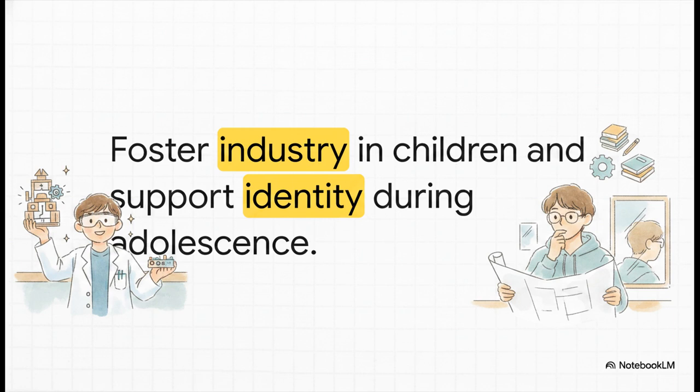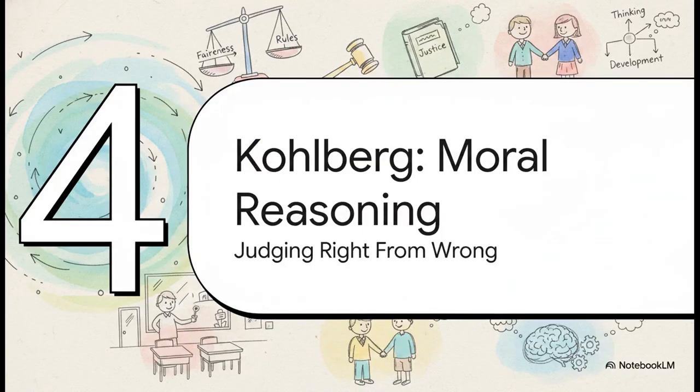Then, during adolescence, which is exactly when you'll likely be teaching them, they hit the identity versus role confusion stage. This perfectly explains why your teenage students are constantly exploring different roles, values, and beliefs in your classroom. You aren't just teaching them technical skills, you are actively helping them form their very identity. Section 4. Kohlberg, developing moral reasoning, judging right from wrong.